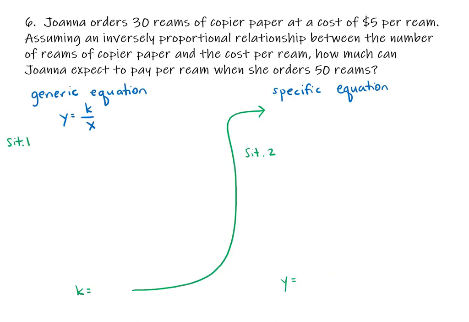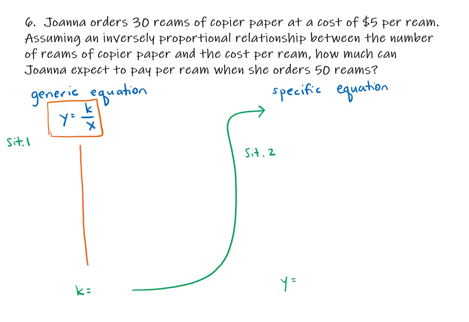Question number 6 asks us about an inversely proportional relationship between copier paper and the cost per ream. I've set up the flow of what we're going to be doing as we solve it. We're first going to come up with the generic equation for inversely proportional situations. We're going to fill it in with some information from the first sentence of this question. That's what I call situation 1.